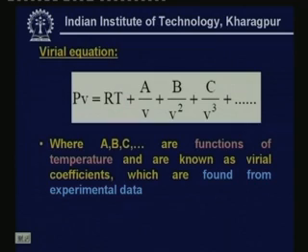Let us look at one general equation, known as the virial equation. This virial equation is given by PV is equal to RT plus A by V plus B by V square plus C by V cube plus etc. That means you can go on adding terms, and these constants A, B, C are known as virial coefficients, and they are functions of temperature only, and they have to be evaluated using experimental data. So this is one form of the virial equation, and as you can see, if A, B and C become 0, then this virial equation boils down to the simple ideal gas equation of state.